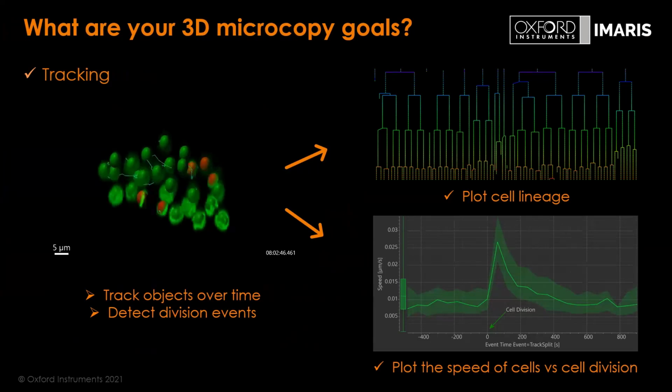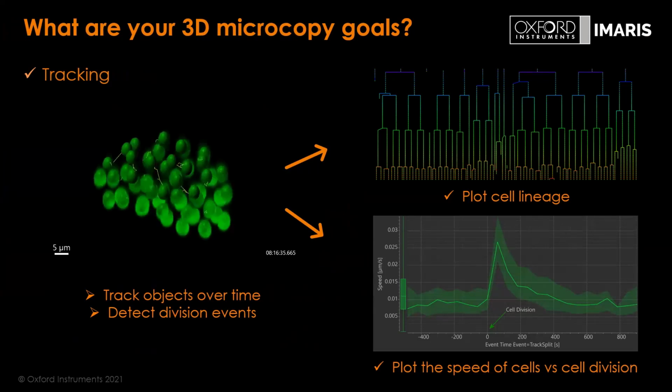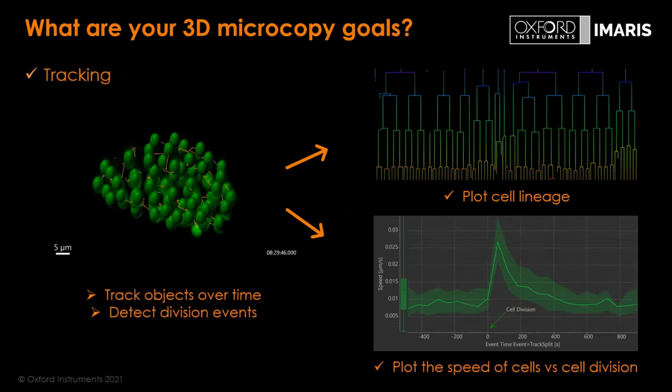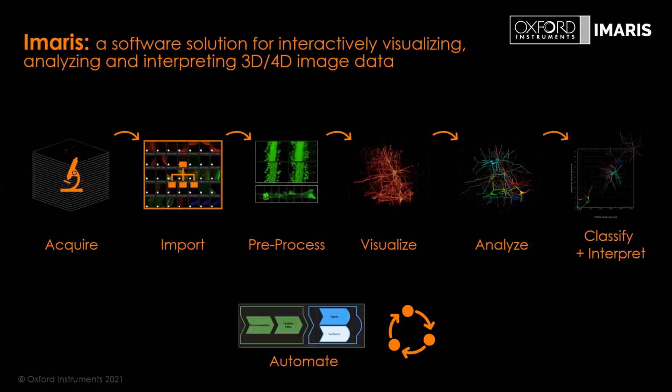There are different ways to label this, but essentially it's a time series, a movie, where you can track objects over time and get dividing events of cells, maybe track speed and acceleration of objects, those kinds of things. So a typical workflow looks like this.